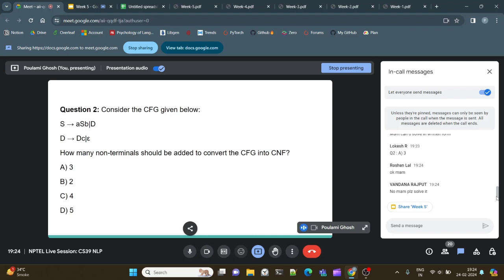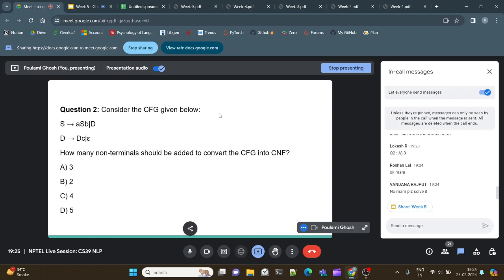Vandhana Rajput is saying, ma'am, can you solve in written form? So the same thing that I was explaining, what does context mean in context-free grammar? Is that where you have the doubt? Vandhana, could you explain what is the question that I need to clarify? Actually, ma'am, I want to know the step-by-step process. How to do question two? Yeah, I want to know in the written form.